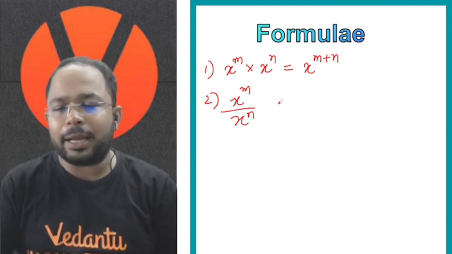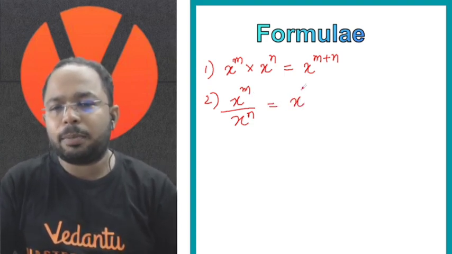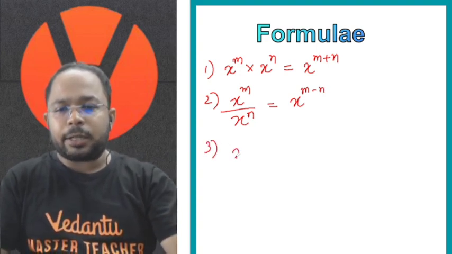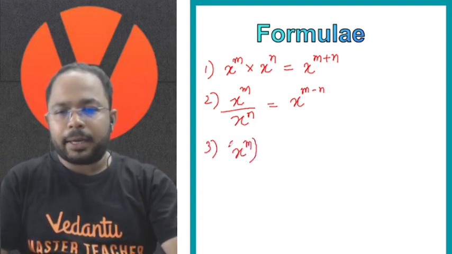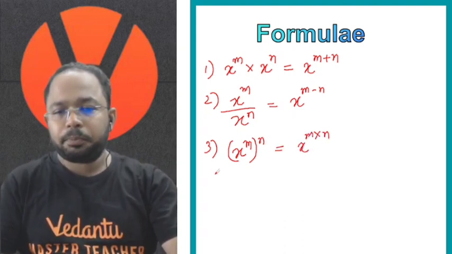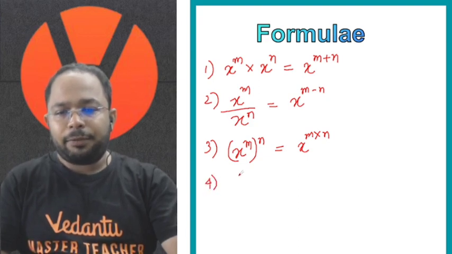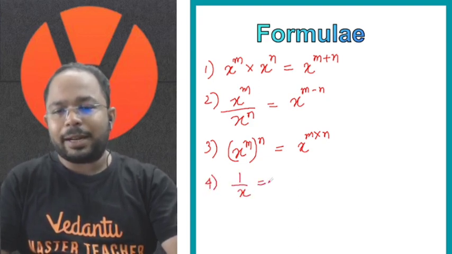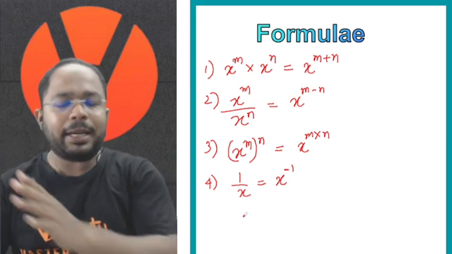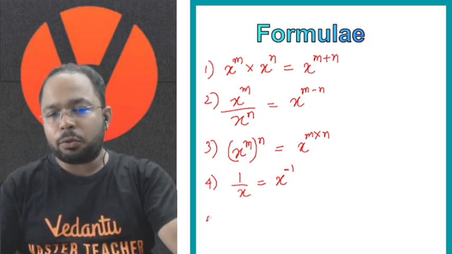अगर हमारे पास सेम बेस हो और x to the power m divided by x to the power n अगर डिवाइड हो तो हम लोग लिखते हैं x to the power m minus n। थर्ड, x to the power m ब्रैकेट n अगर लिखते हैं पावर तो यहाँ होगा x to the power m into n। फोर्थ, if we have 1 by x we can write in terms of x to the power minus 1. So if we have a positive power we can make it in terms of negative powers also.